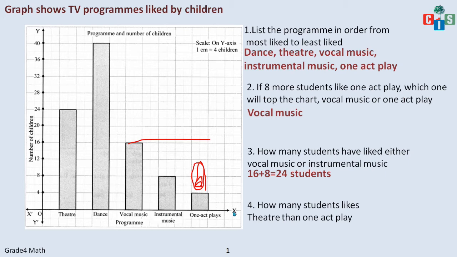Fine. Now we have, how many more students like theatre than one act play. So where is theatre? Theatre is here. Theatre has 24 students and one act play has 4 students. So 24 students minus 4 students will give me 20 students. So only 20 students like theatre more than one act play. Are you getting it? Yes? Okay. Now moving on to the next question.